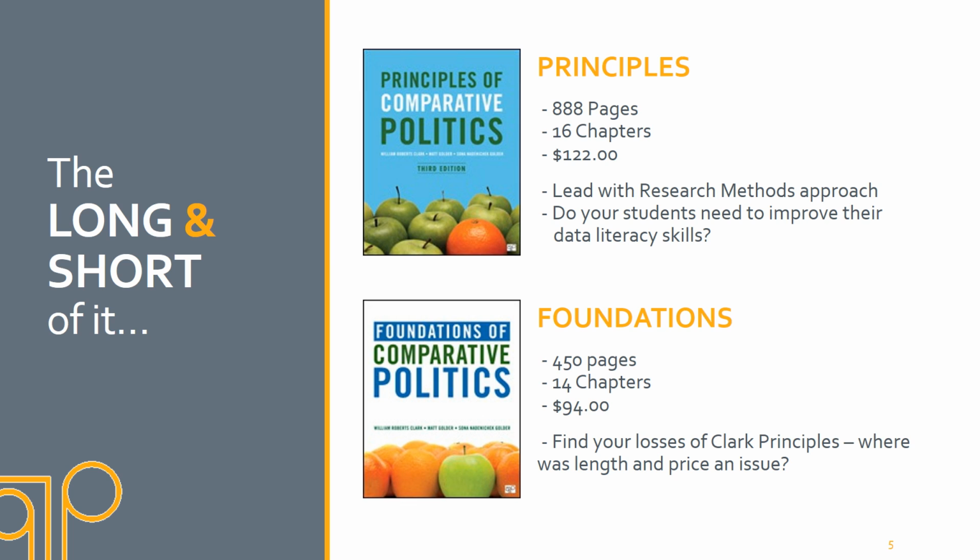So basically, let's boil it down. They both take that same scientific approach, again, the science of political science and of comparative politics. The Principles book is the heavy hitter. It's almost 900 pages, 16 chapters, and this is really for that instructor who wants that heavy research methods approach. The question to ask with this one is, do your students need to improve their data literacy skills? So there's a really heavy focus on data analysis and data literacy.